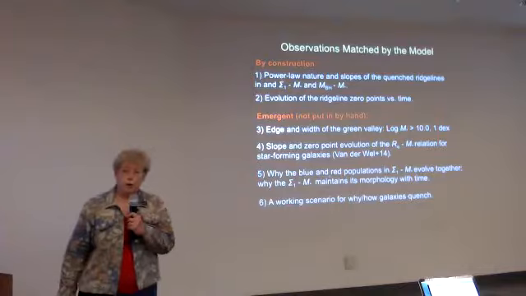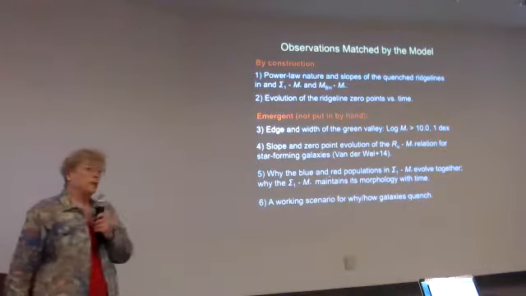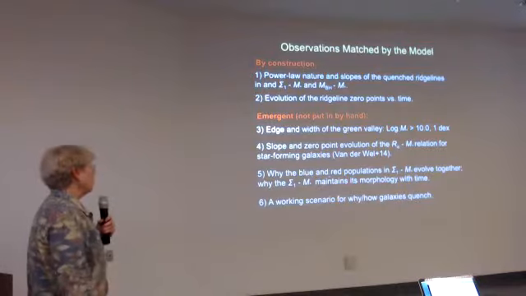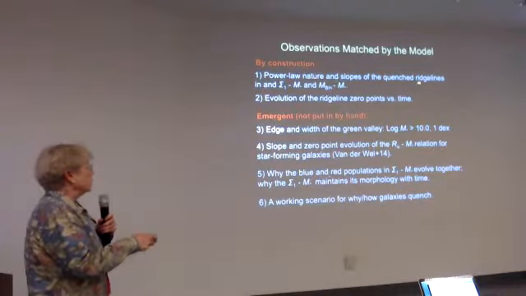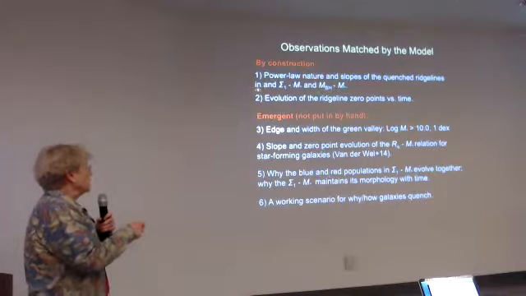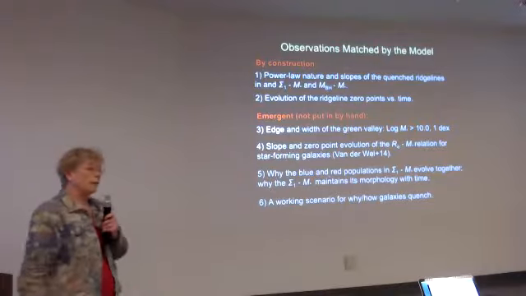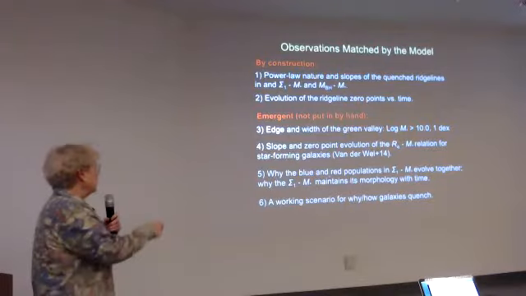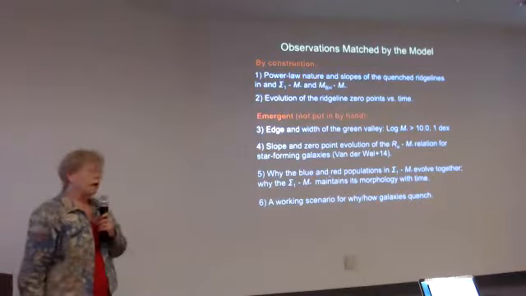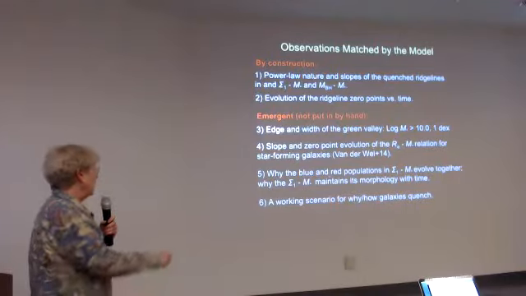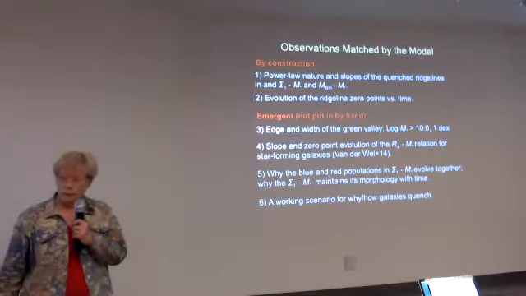So I'm going to jump forward to some conclusions. These are some observations that are matched by this power law model. By construction, the power law nature and slopes of those quenched ridge lines in sigma 1 stellar mass and black hole stellar mass are matched. And the evolution of the ridge line 0 points versus time are matched. They're put in by hand. But here are some new things that come out that are not put in by hand.